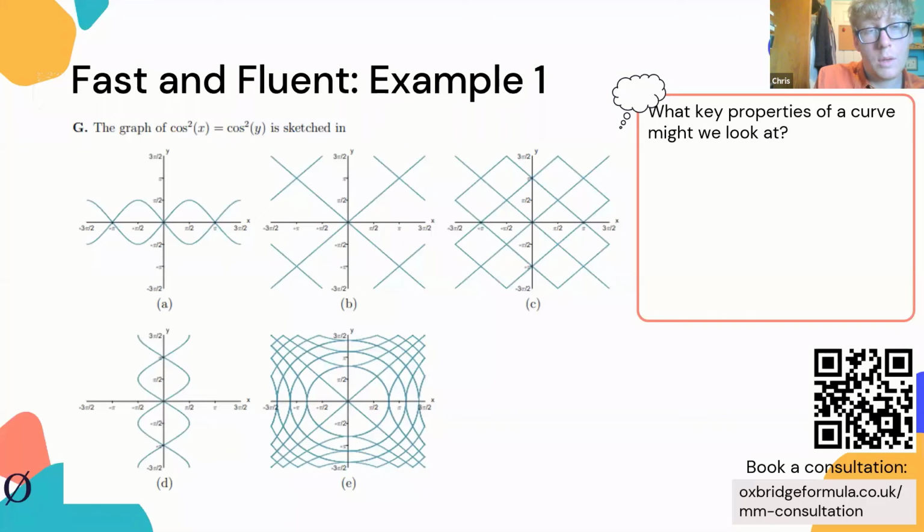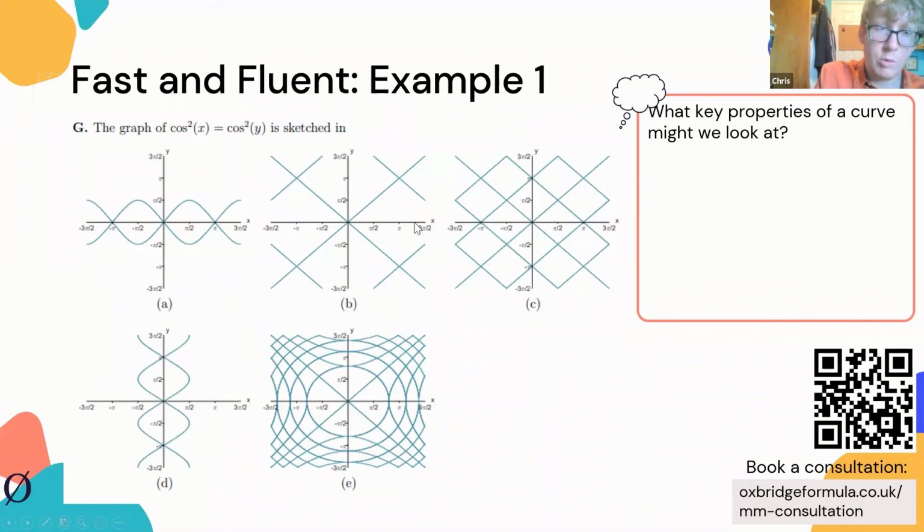So it should be symmetric in the x-axis, and likewise it's going to be symmetric in the y-axis. Actually, sorry, the other way around. It's symmetric in both axes. And actually, all of the graphs do have that property already. So they've been mean to you there.